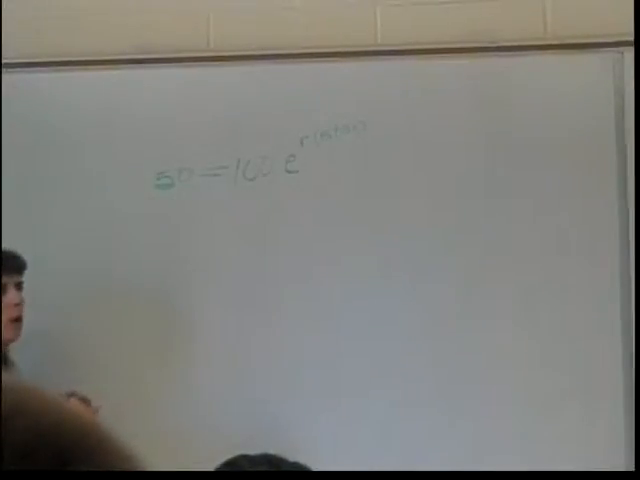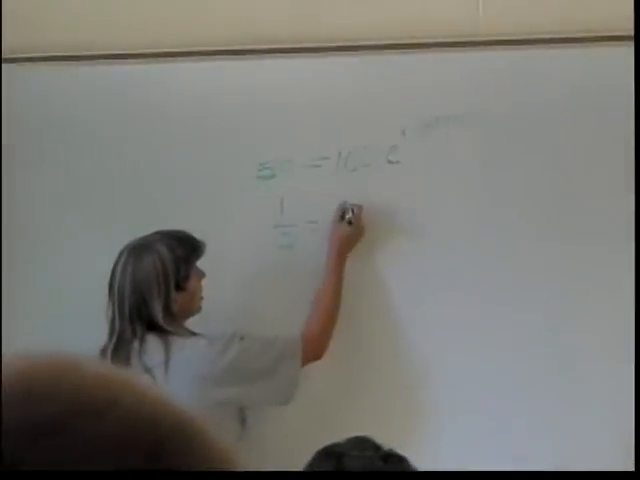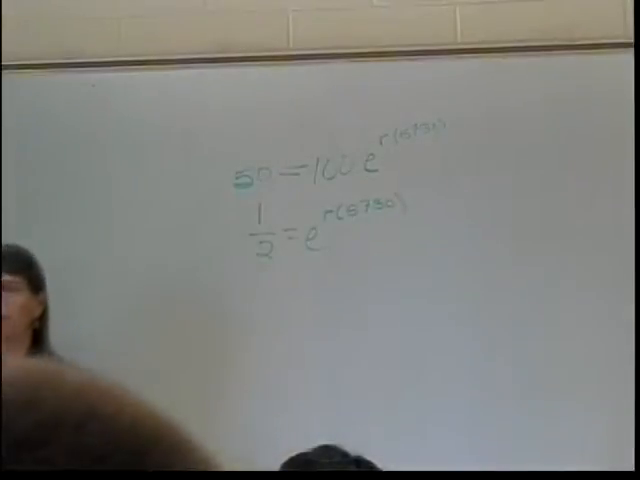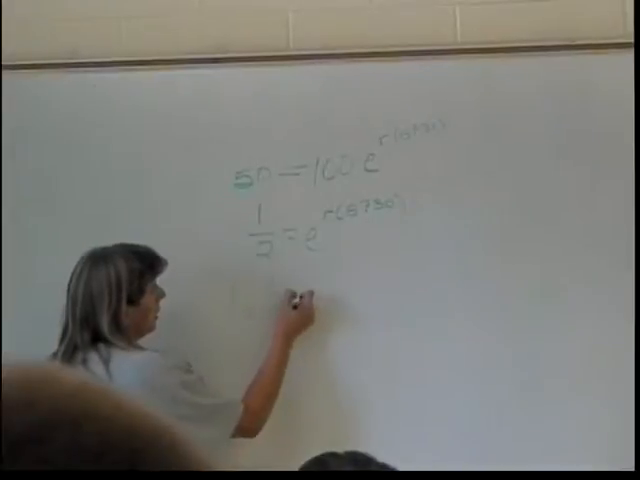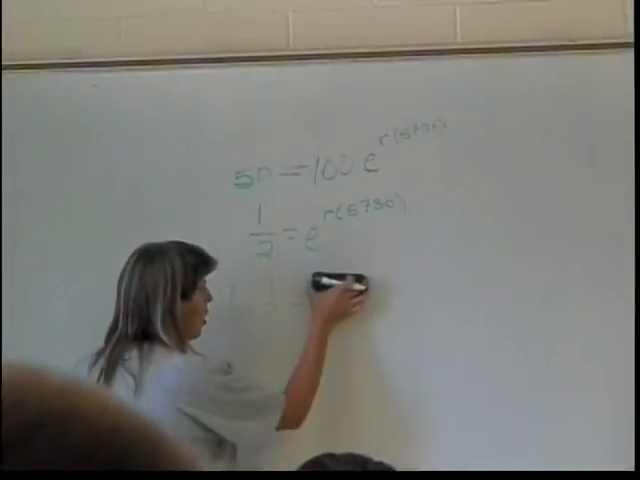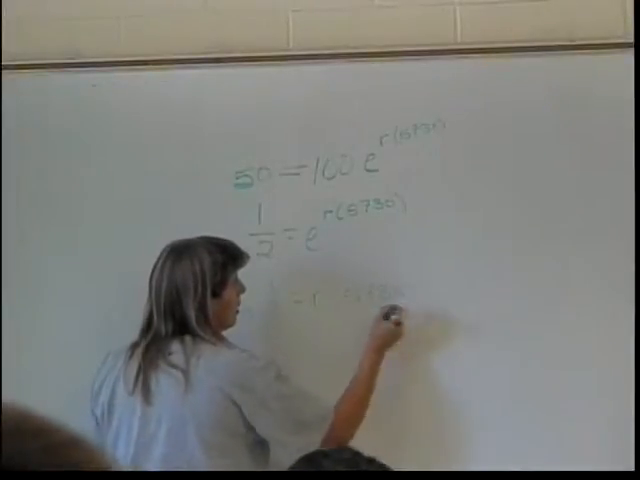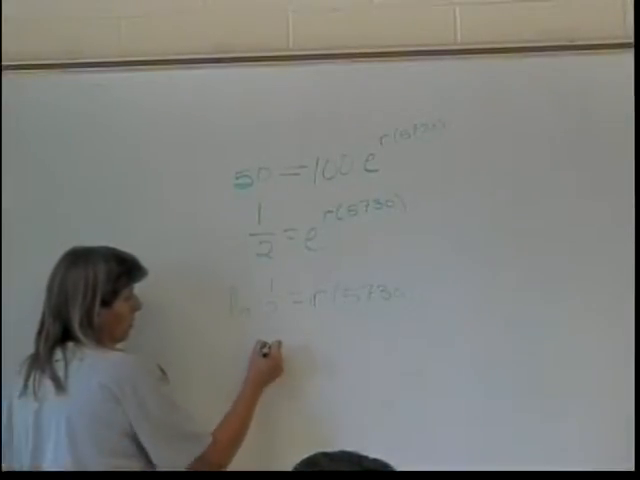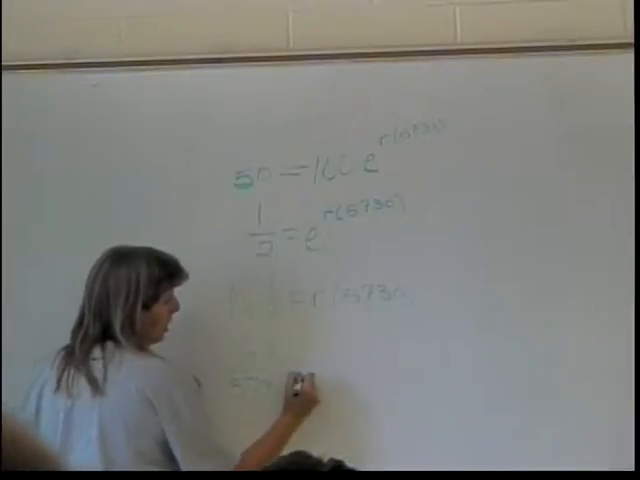What's the first step to solve for R? Divide by 100, so I get 1/2 equals e to the r times 5,730. The next step, change to logarithmic form, so it will be the natural log of 1/2 equals r times 5,730. And then last but not least, divide by 5,730, so natural log of 1/2 divided by 5,730 equals R.